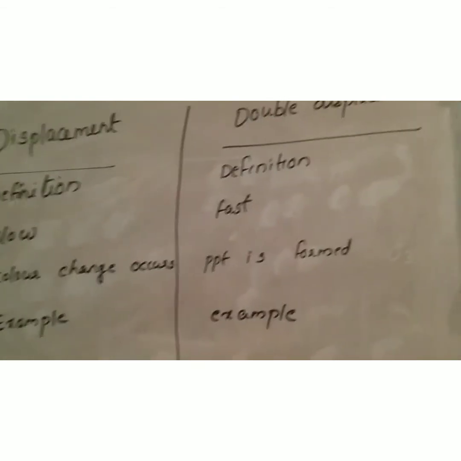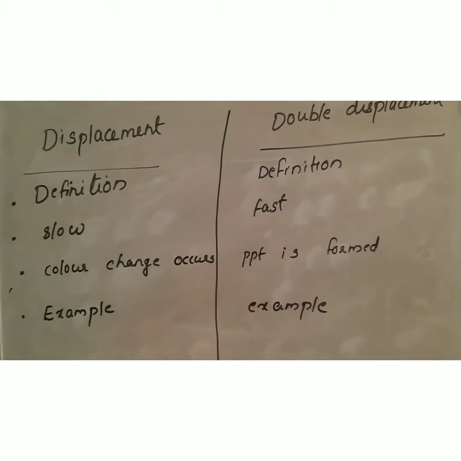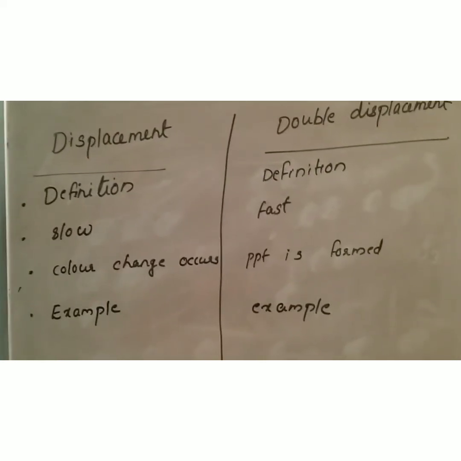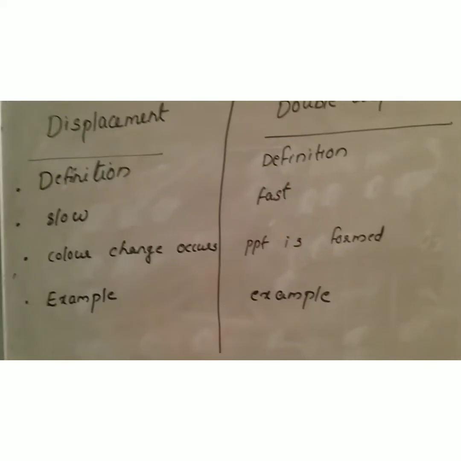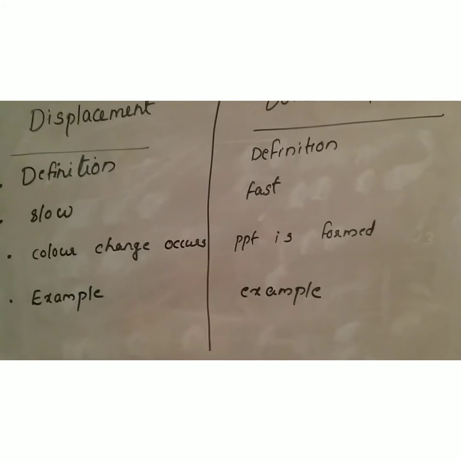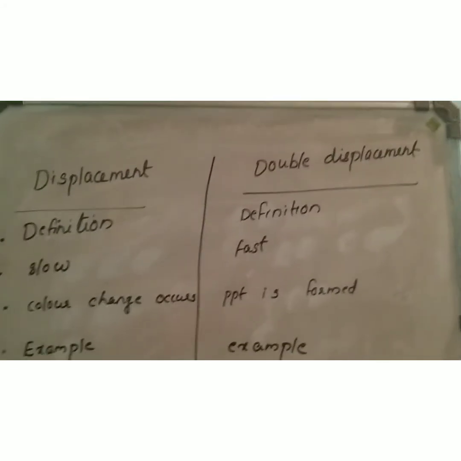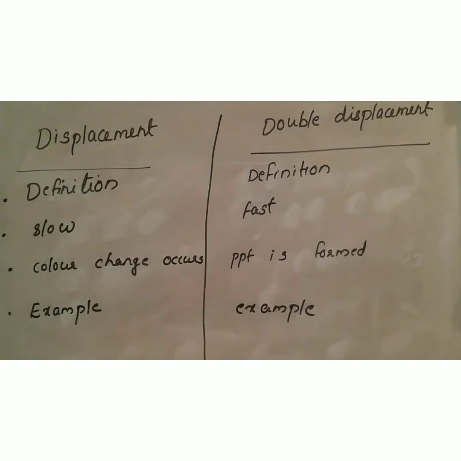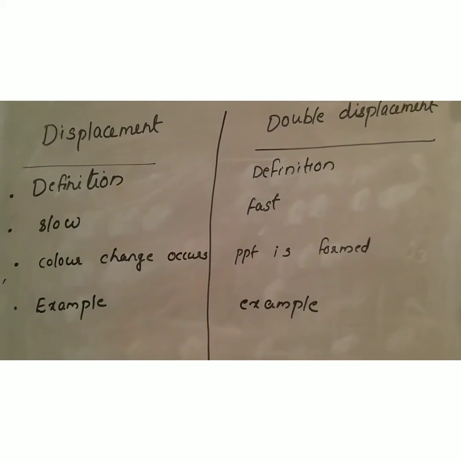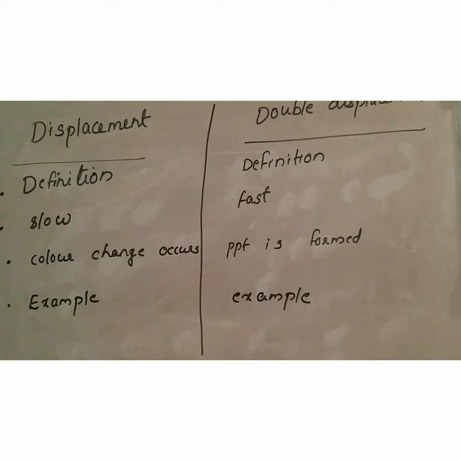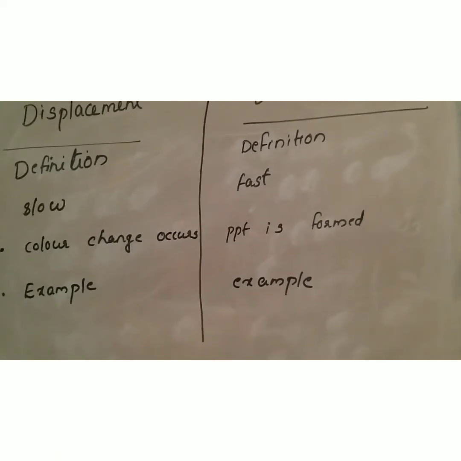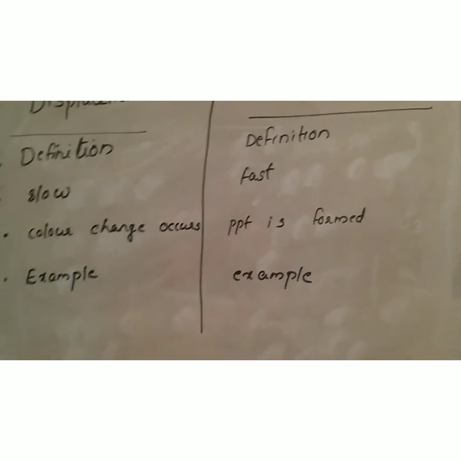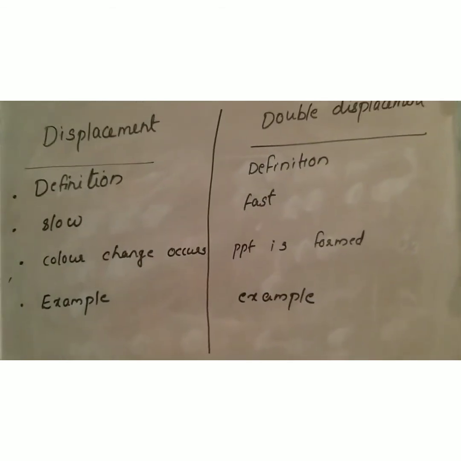How can we differentiate displacement and double displacement reaction? First point, definition for displacement and double displacement. Second point, displacement reaction is slow but double displacement is fast. Third point, color change occurs in displacement reaction, but in double displacement reaction precipitate is formed. Then fourth point, example for displacement and double displacement reaction. Okay.